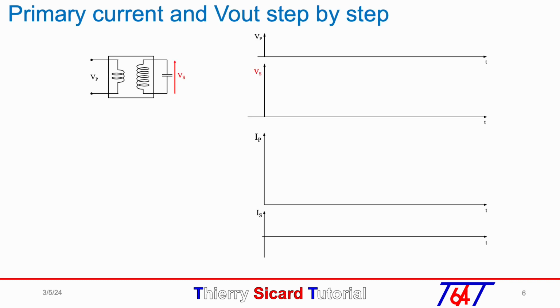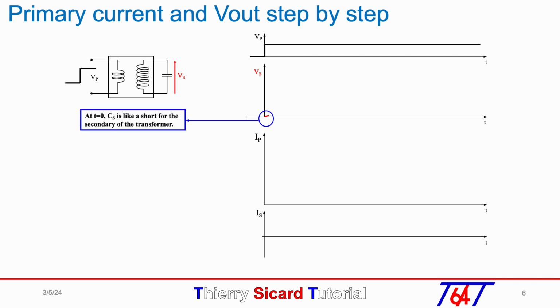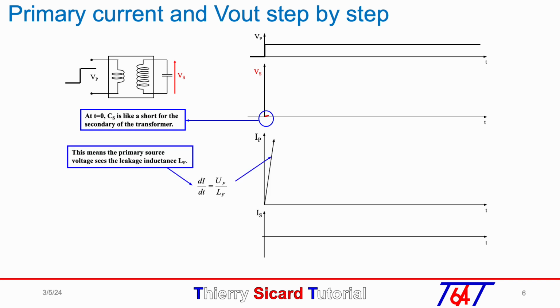In this slide, we will analyze the primary current and the output voltage point by point. When the primary side is supplied by Vp at t equals 0, the output capacitor is discharged, Vs equals 0. As the capacitor needs some time to be charged, at t equals 0, the output looks like a short, so the impedance seen from primary side is the leakage inductance Lf.